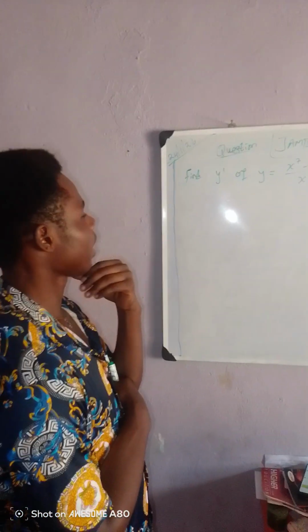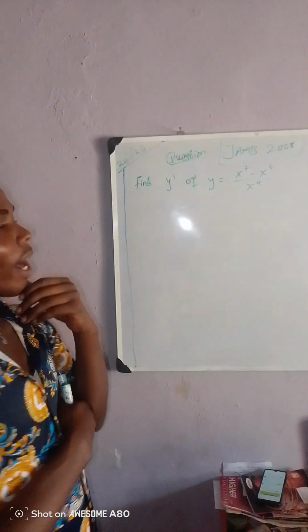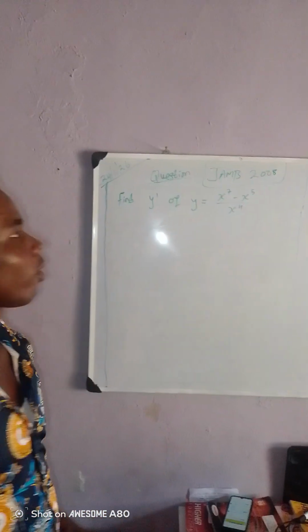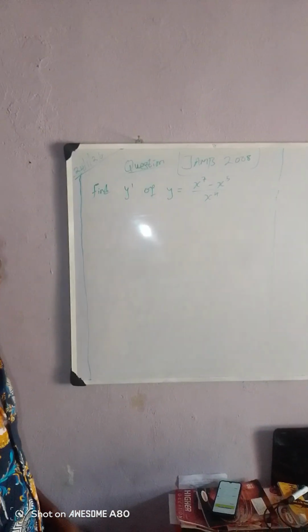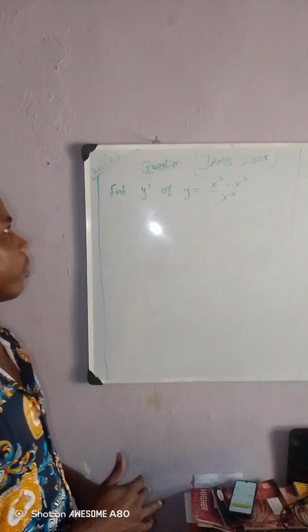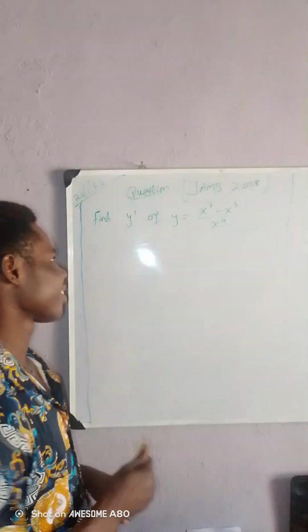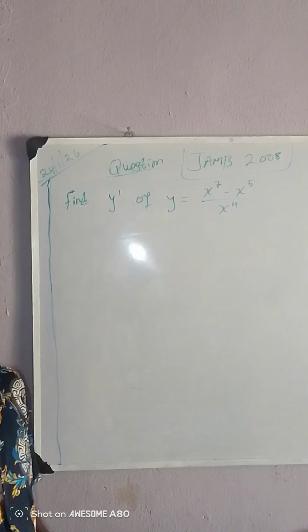Now, find y prime of y equals x to the power 7 minus x to the power 5 all over x to the power 4. Looking at this question, many people will look confused, but the truth is this: it's very simple.